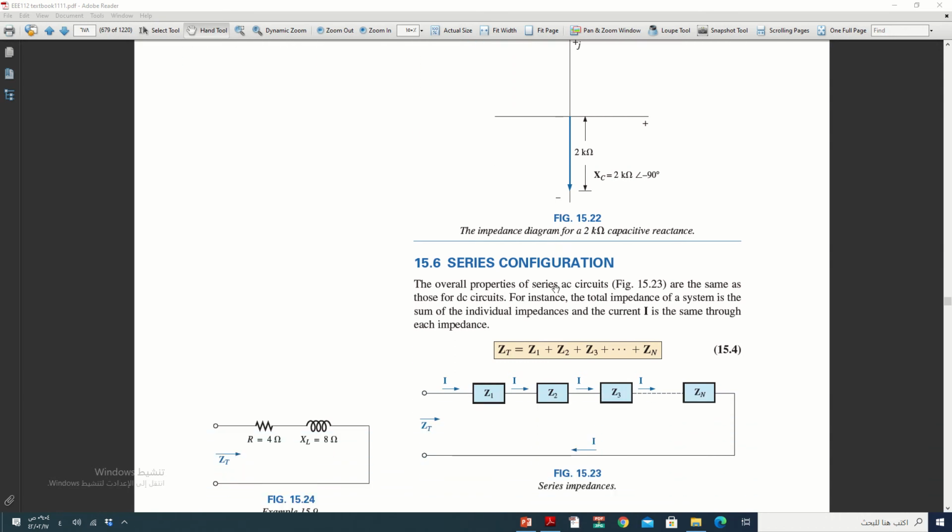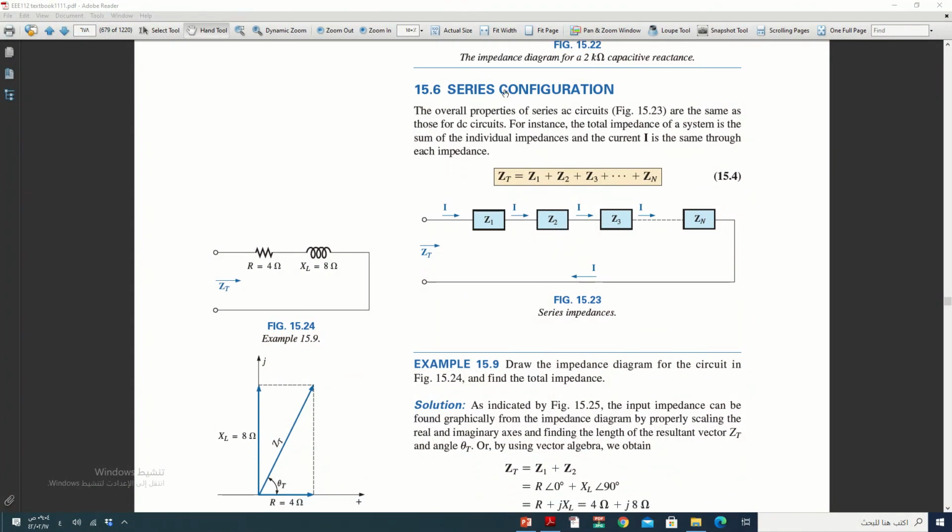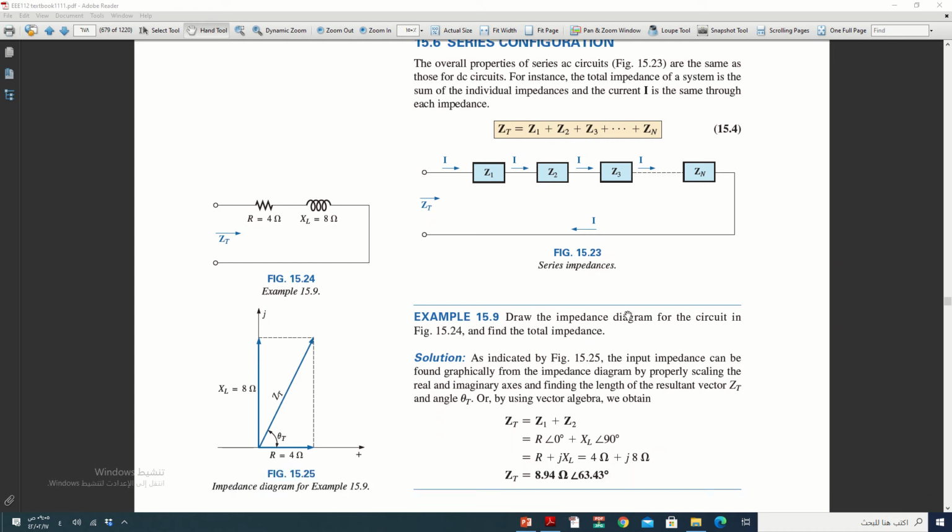We'll start now with series configuration. In series configuration, we know that Z total, which is the total impedance, will be Z1 plus Z2 plus Z3. Z1 can be a resistor, inductor, or capacitor, and the same thing for Z2 and Z3. Here is one example: draw the impedance diagram for the circuit in figure 15.24, which is this.